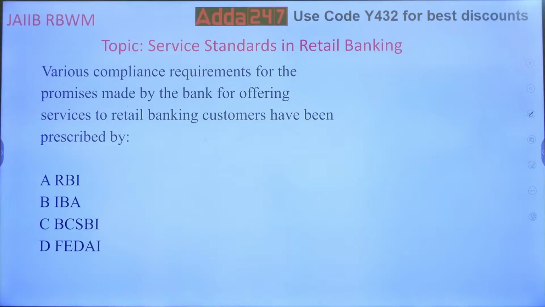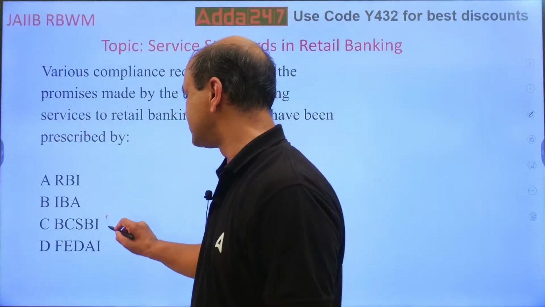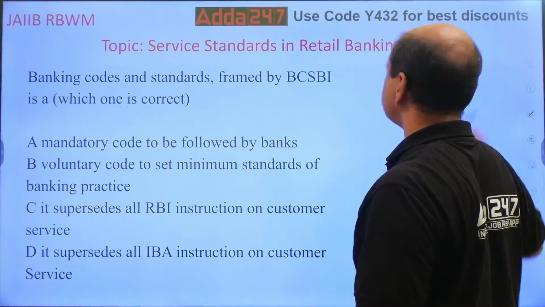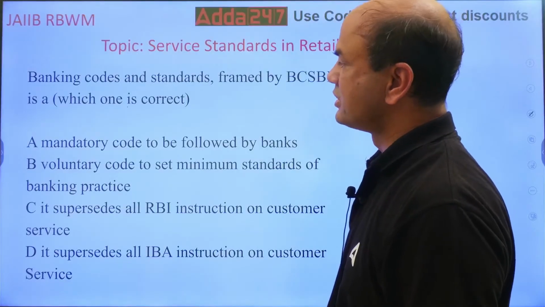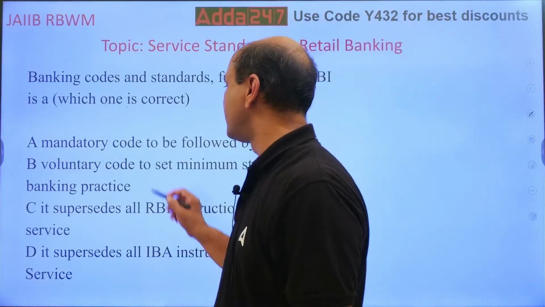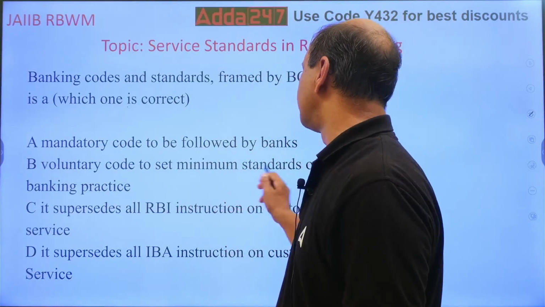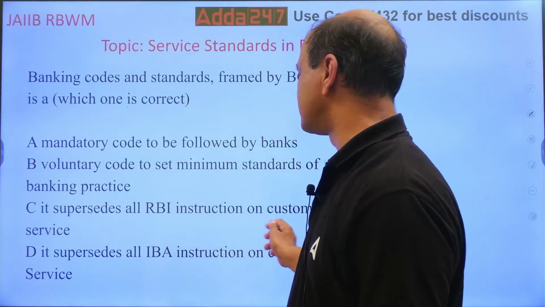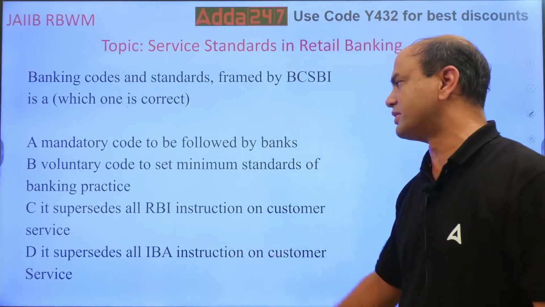RBI prescribes everything. IBA, Indian Banks' Association, does it do it? So the real answer over here is BCSBI, which is the topic, isn't it? Service standards. Banking codes and standards framed by BCSBI is a mandatory code to be followed by the banks? A voluntary code to set minimum standards of banking practice? It supersedes all RBI instructions on customer service? It supersedes all IBA instructions on customer service?